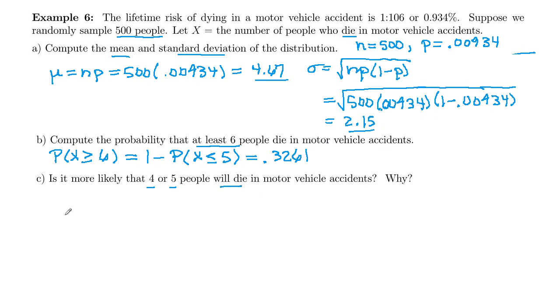Is it more likely that 4 or 5 people will die in motor vehicle accidents in their lifetime? Why? Well, let's look at the probability of 4 deaths and the probability of 5 deaths. So now this is exactly equal, so these are going to be binomial PDF. So you use PDF if you want one value, CDF if you want less than or equal. So let's find these two probabilities.